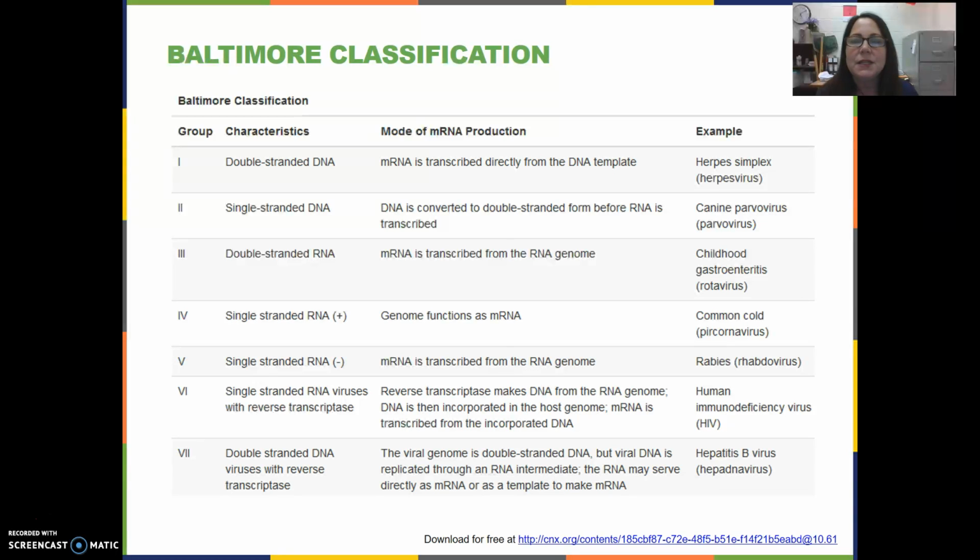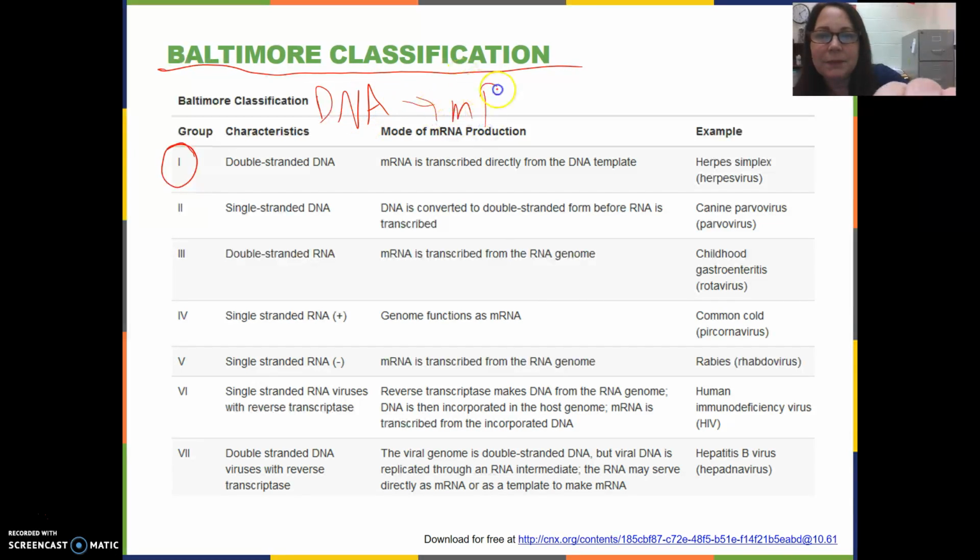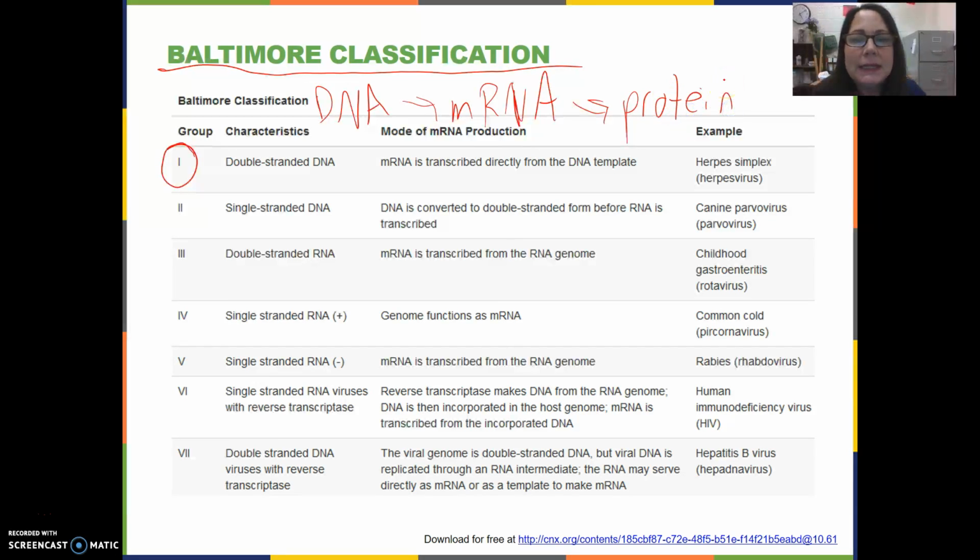Now, the Baltimore classification is more specific about the nucleic acid core. Using the Baltimore classification, there are 7 groups of viruses. The first group are double-stranded DNA viruses. If a virus has double-stranded DNA, then transcription and translation happen exactly the way that we learned in human cells, for example. DNA is transcribed into messenger RNA, that's transcription. And then messenger RNA codes for the amino acids in the protein. That's translation. So a double-stranded DNA virus carries out transcription and translation just like we've learned.